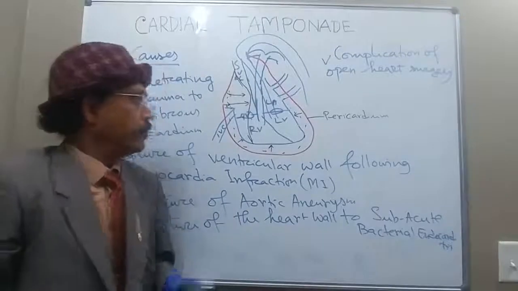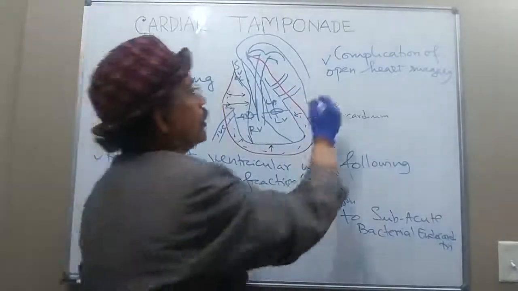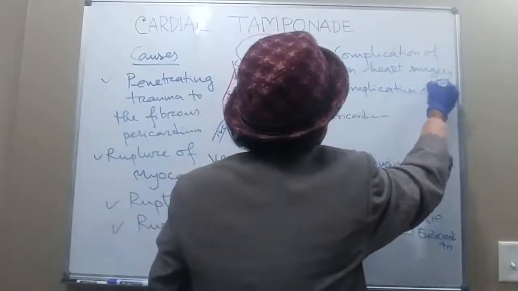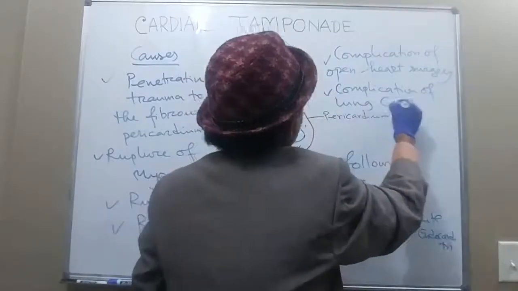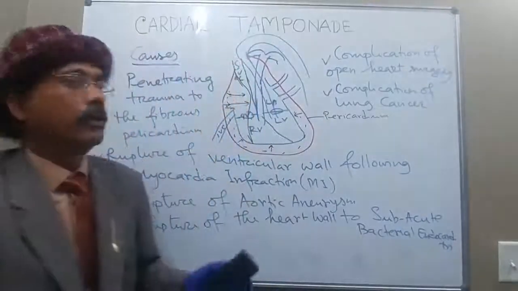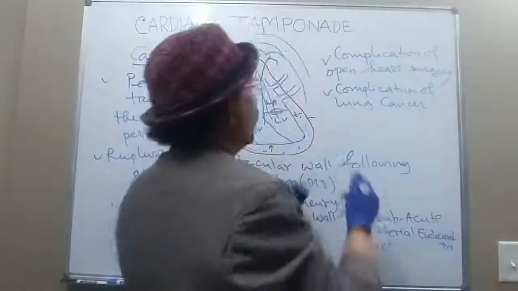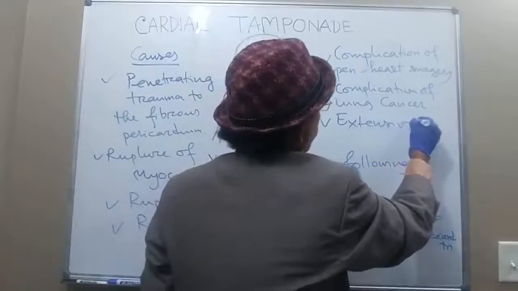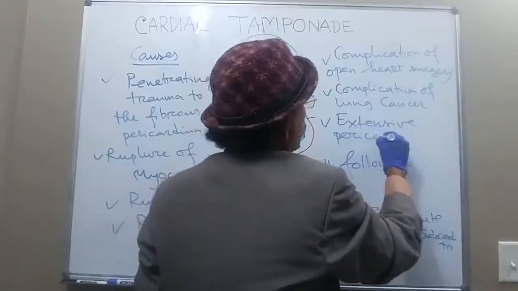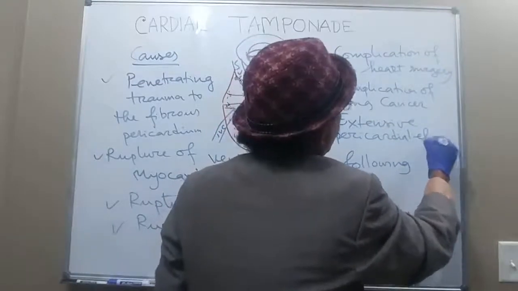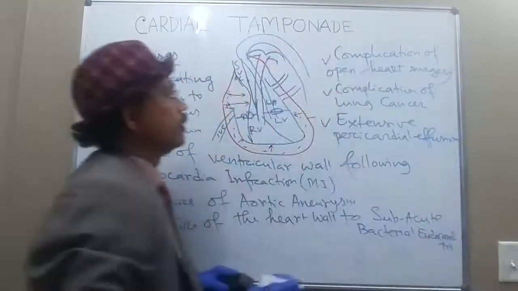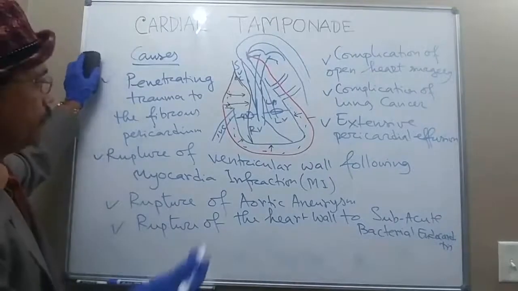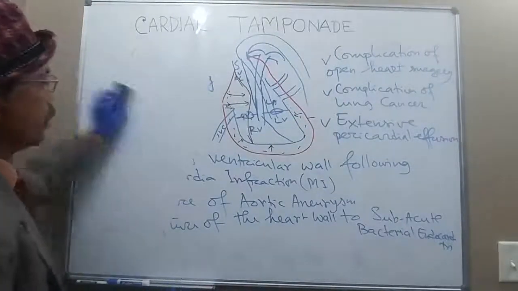There are many causes. There will be collection of fluid here. It may be a complication of lung cancer, or any other cause of malignant pericardial effusion, extensive pericardial effusion. So these are the causes of cardiac tamponade. These are a few causes. We have many other causes of cardiac tamponade.